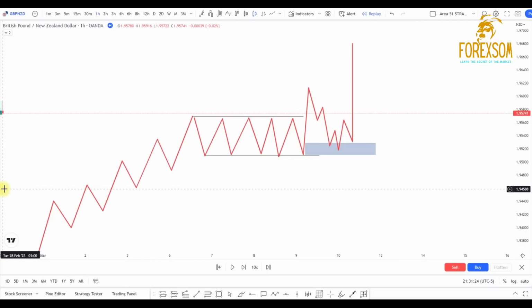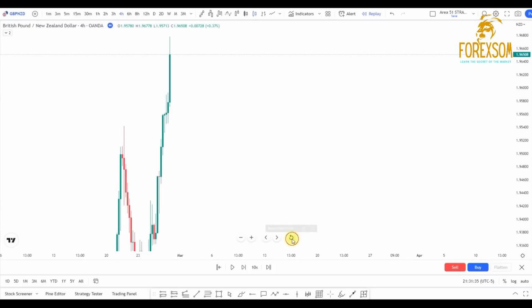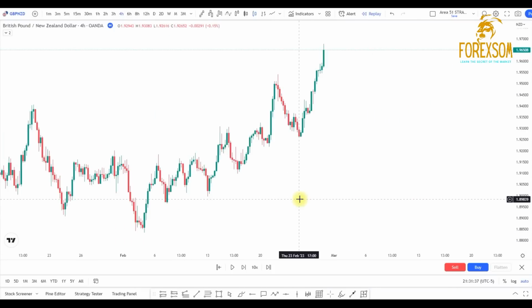All right, let me clear this out real quick. So now what I'm going to do is, this is GBP/NZD that we're going to be using as an example today. First, I'm going to go to the 4-hour time frame. Once we go to the 4-hour time frame, I will identify the direction of the price.